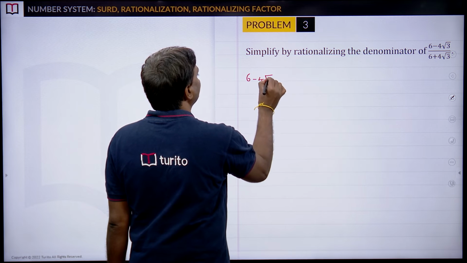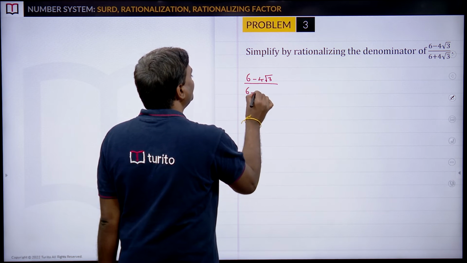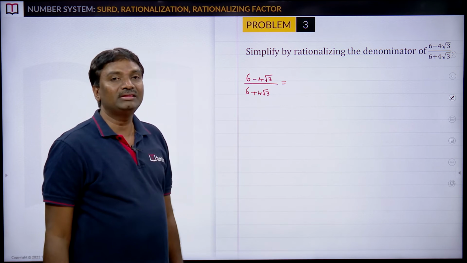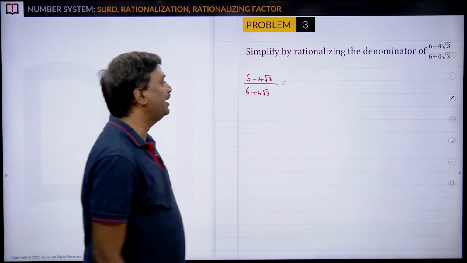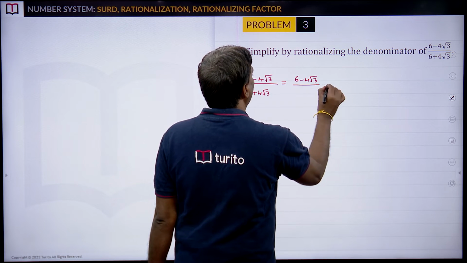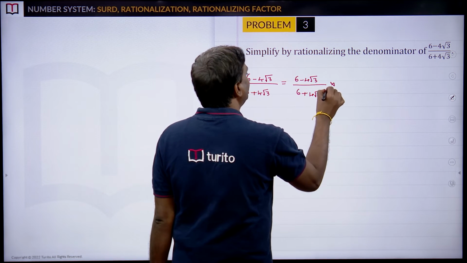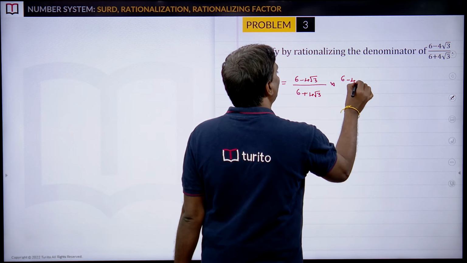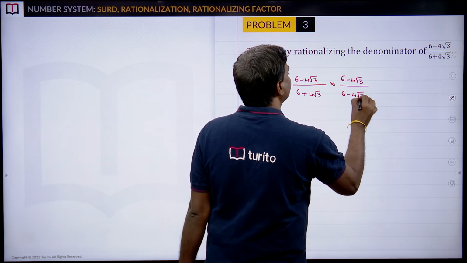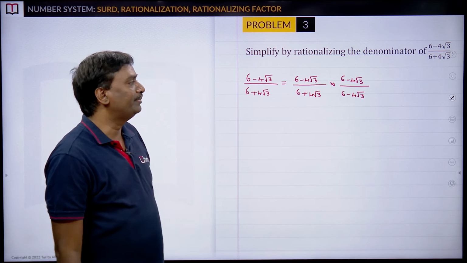6 minus 4 root 3 by 6 plus 4 root 3 equals, by multiplying the numerator and denominator by 6 minus 4 root 3, 6 minus 4 root 3 by 6 plus 4 root 3 into 6 minus 4 root 3 by 6 minus 4 root 3.